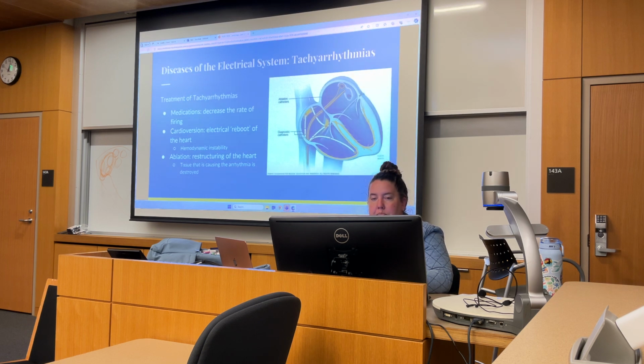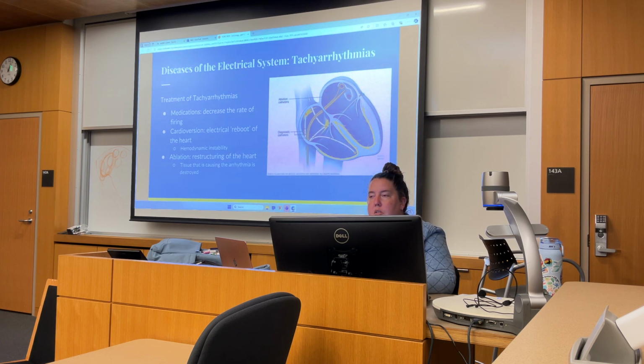All right. So, as we look at tachyarrhythmias, treatments include medications to decrease the rate of firing, cardioversion, which is what we were talking about a little bit, that electrical reboot of the heart. This is particularly important in people with hemodynamic instability. So hemodynamic meaning your blood flow. So if you have an unstable amount of blood in your body, this is the safest option for you.